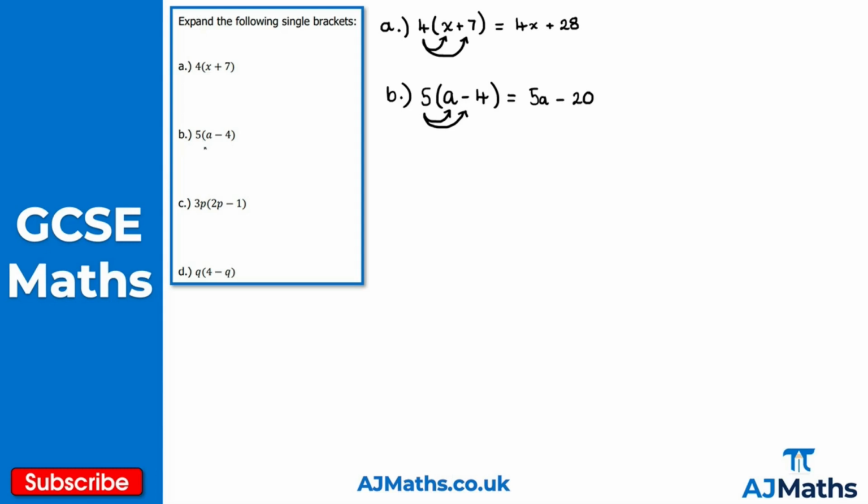If we expand 5 bracket A minus 4, we get 5A minus 20. That's the solution to A. That's the solution to B.